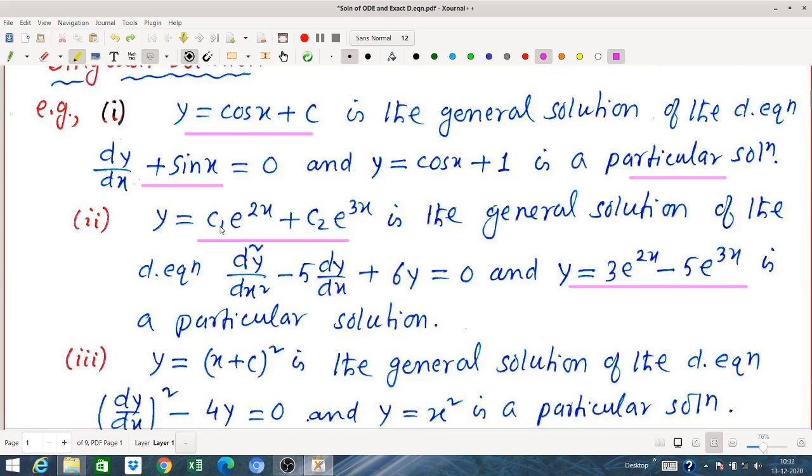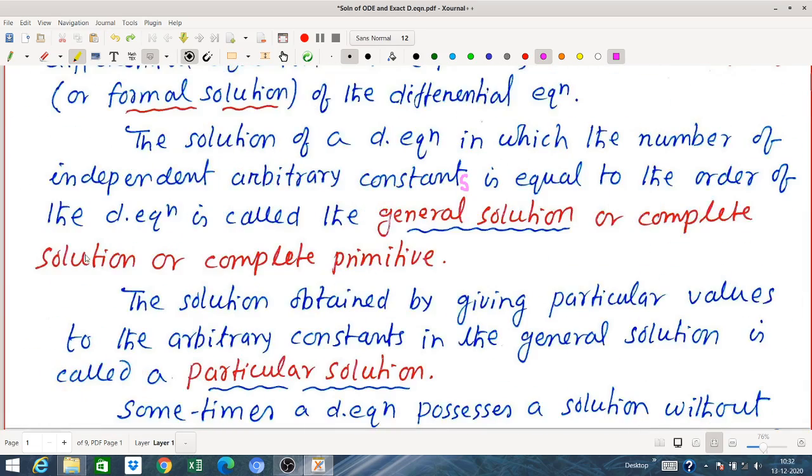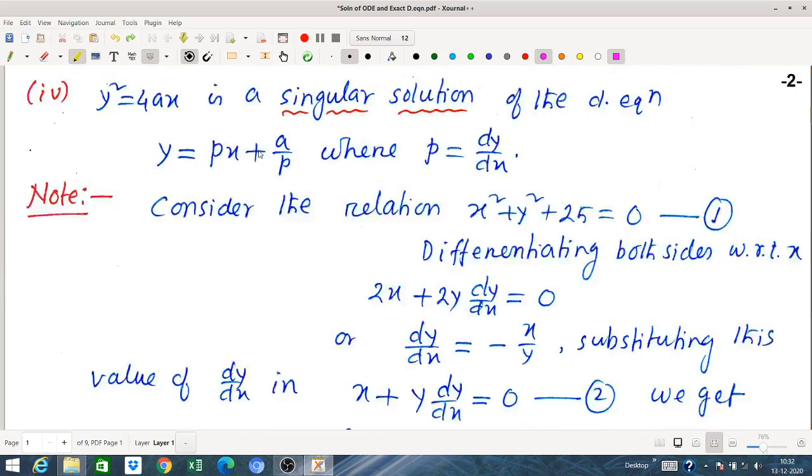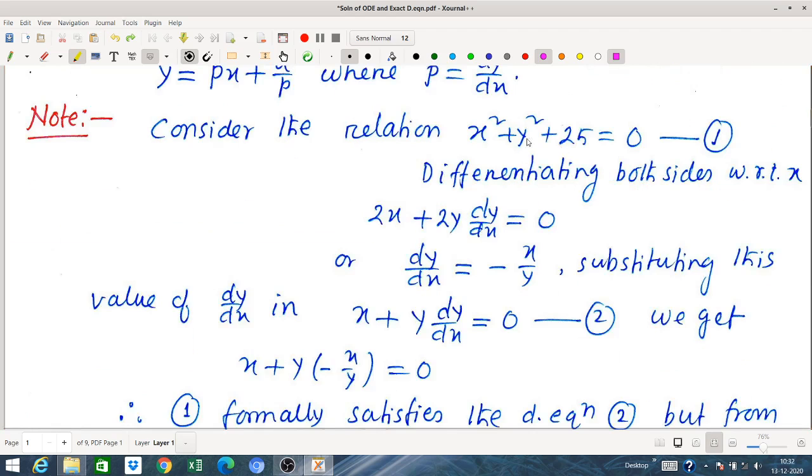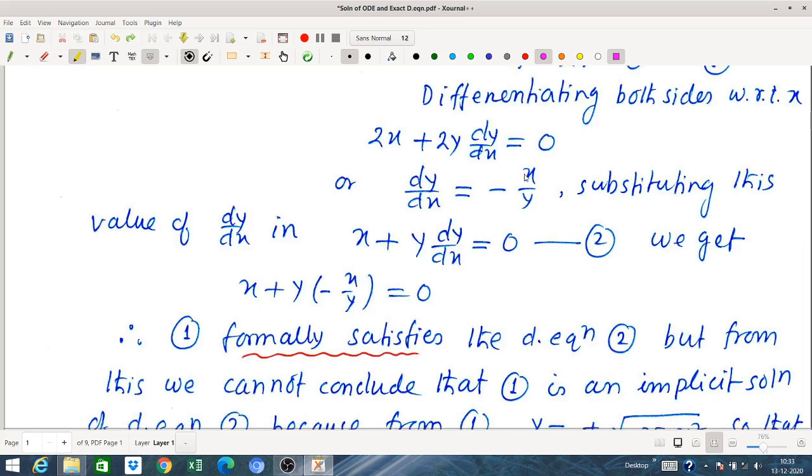Now, why the solution is generally called a formal solution. Here I have written formal solution. That will be explained here. Consider the relation x squared plus y squared plus 25 equal to 0. This is a relation between x and y. Differentiating both sides with respect to x, we get 2x plus 2y into dy by dx equal to 0. dy by dx equal to minus x by y.